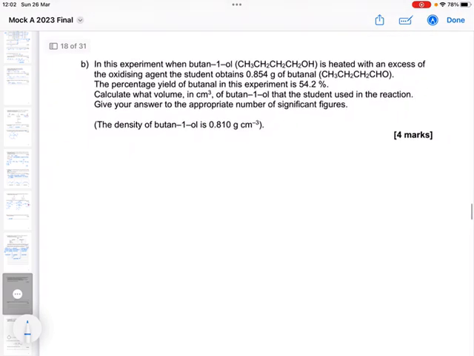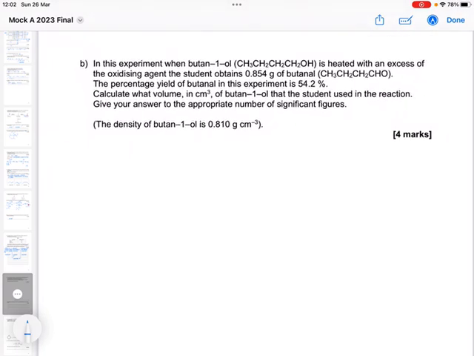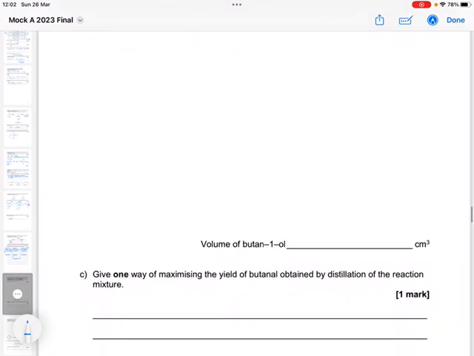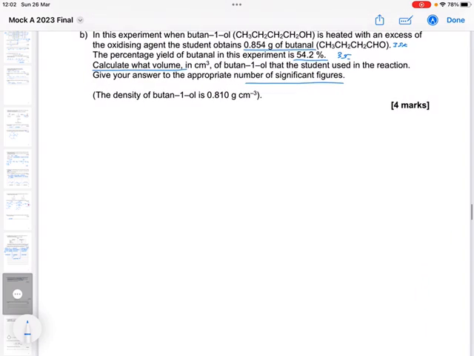So part B, in this experiment, when butan-1-ol is heated with an excess of the oxidising agent, the student obtains 0.85 grams of butanal. The percentage yield is 54.2%. Calculate the volume, that's what I'm trying to work out, to the appropriate number of significant figures. So I'm going to do the significant figures first. So I've got 3 significant figures here, 3 significant figures here, which means my final answer all the way down here has got to be to 3 significant figures. Just going to give myself a little reminder so that when I get there, I know that's what I need to do.